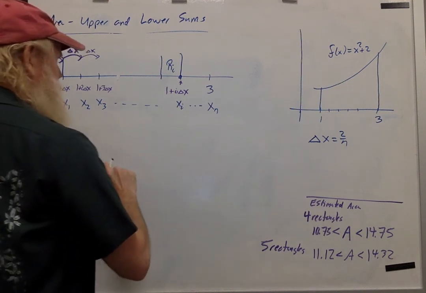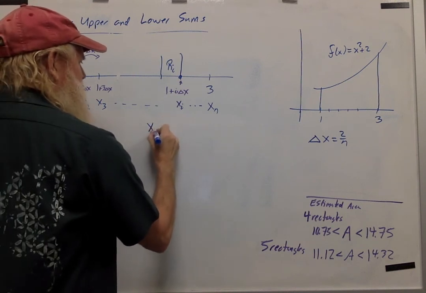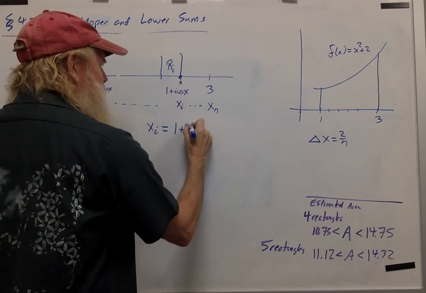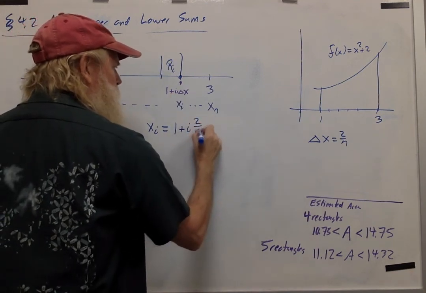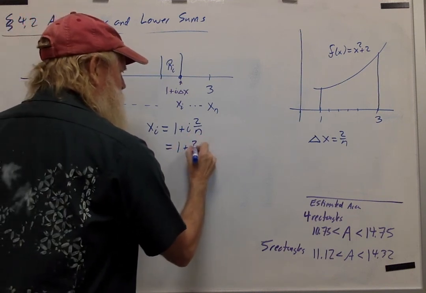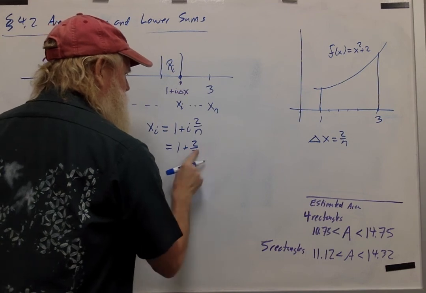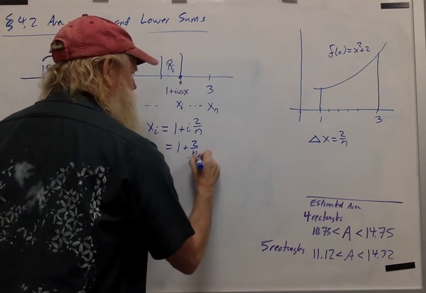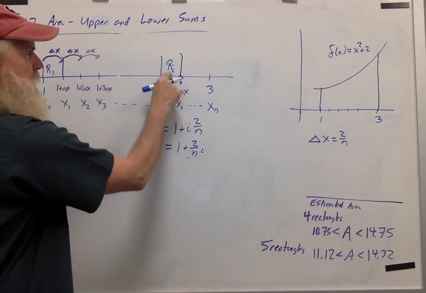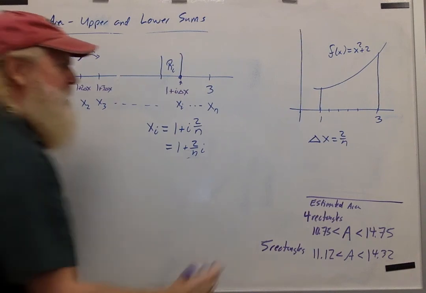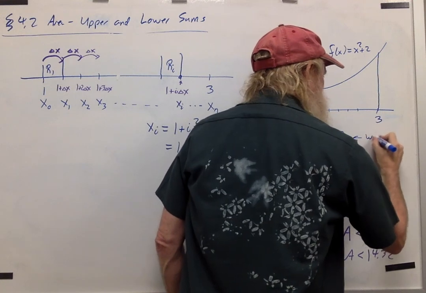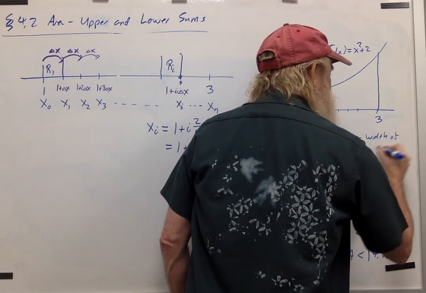So we can write a formula for that. x of i is going to be 1 plus i times 2 over n. I think that for doing algebra, it might be easier for us to turn that around and write that as 1 plus 2 over n times i. And notice that this represents the right endpoint of rectangle r sub i. So delta x equals 2 over n. That's the width of every rectangle.